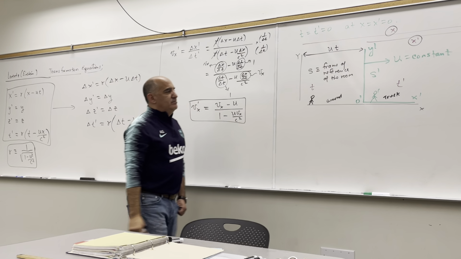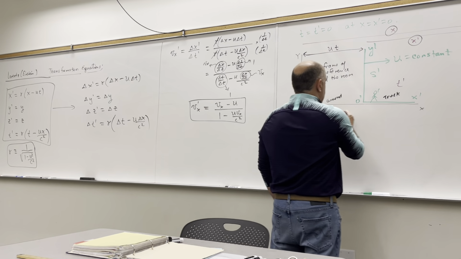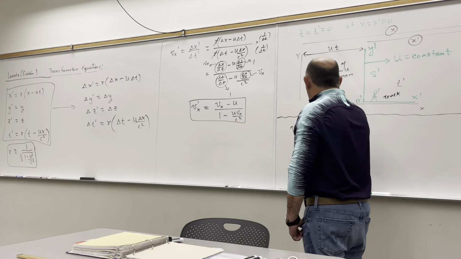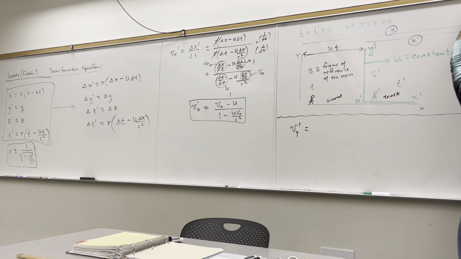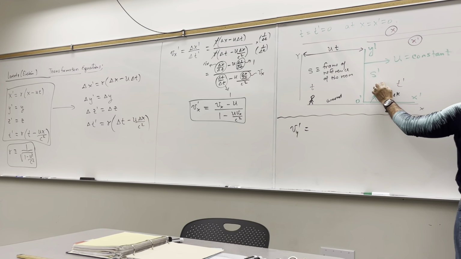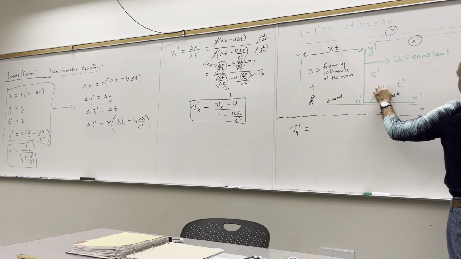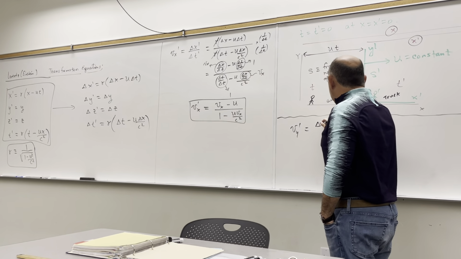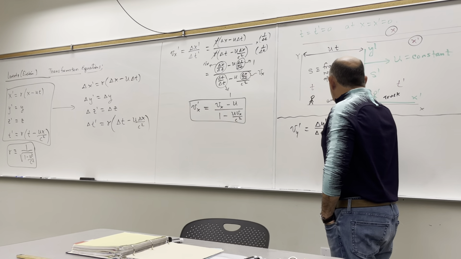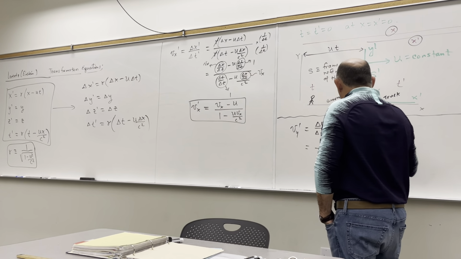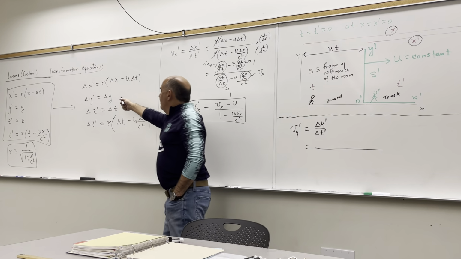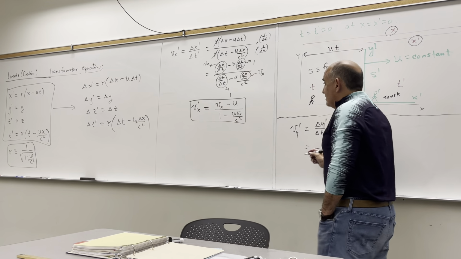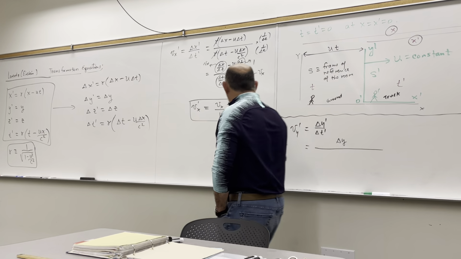What if I consider v of y prime? What is the y component of the velocity of this object as measured by the green man over here in this frame of reference? It will be delta y prime over delta t prime, displacement over time. But delta y prime is just delta y, and delta t prime is this gamma factor, right?